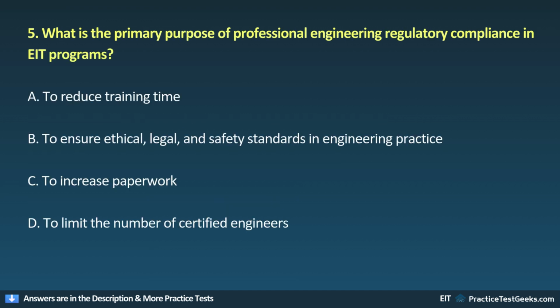5. What is the primary purpose of professional engineering regulatory compliance in EIT programs? A. To reduce training time. B. To ensure ethical, legal, and safety standards in engineering practice. C. To increase paperwork. D. To limit the number of certified engineers.